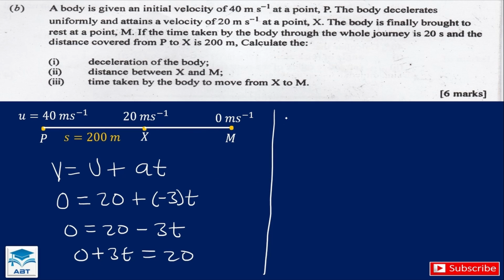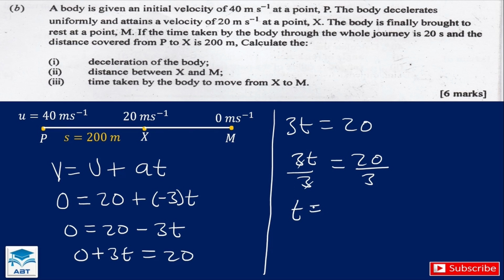0 plus 3t is 3t. And we divide through by 3. So 3t divided by 3 is equal to 20 over 3. When we cancel 3, we have time to be 20 divided by 3, which is 6.7 seconds to 1 decimal place. And that is the time taken by the body to move from x to m.